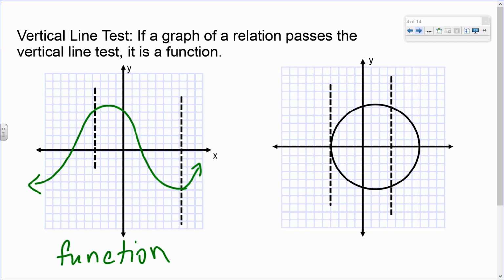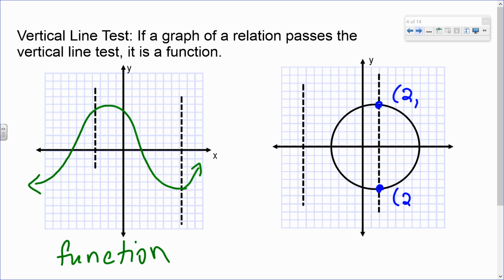Then if I look at the black circle, I could put a vertical line where I have this one on the left and it just touches one time, that's fine. I could move that line and now it touches 0 times, that's fine. But there are also a whole bunch of places where I could put a vertical line and it goes through the circle twice. So for example, these 2 points right here would both have an x-coordinate, in this case of 2, but they'd have different y's. So this one is therefore not a function.